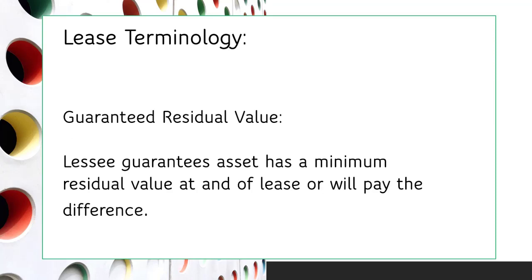And then a final term that we're going to look at is called guaranteed residual value. This is where a lessee guarantees an asset has a minimum value at the end of the lease. It's like saying, I'm going to rent this crane from you, and I guarantee we're not going to tear it up. It's going to be worth a certain amount by the end of the time we lease it from you, and if it's not, we'll pay you for the problems that you have, the difference. That's what a guaranteed residual value is all about.